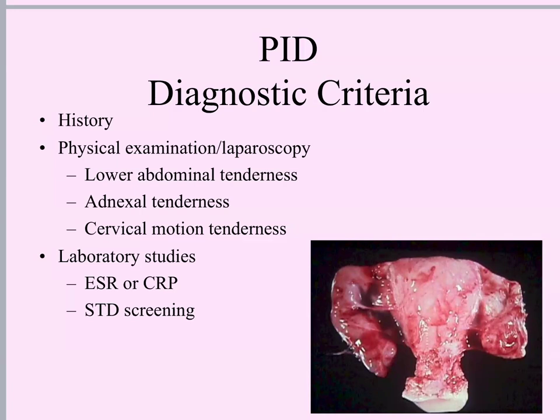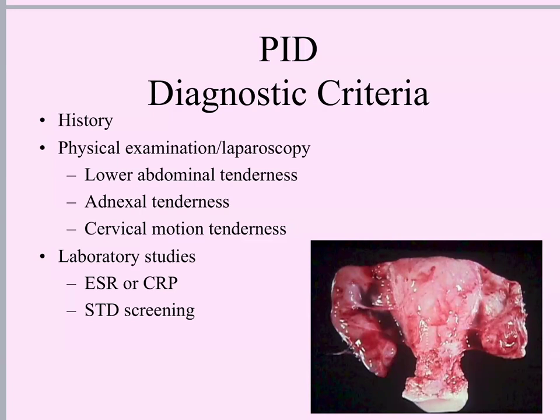So, anyway, the diagnostic criteria for PID: history. You want to get the symptoms that the woman has been having. You want to ask about sexual history, unprotected sexual encounters, and then a physical examination will reveal the lower abdominal tenderness, the adnexal tenderness, and the cervical motion tenderness. If the practitioner tries to just gently move the cervix, it will be incredibly painful.